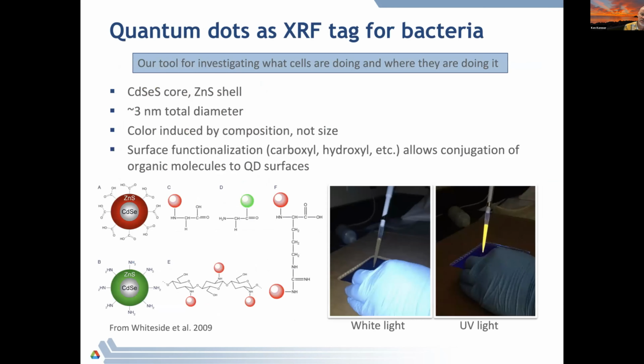So what we've done to address that is we've gone after quantum dots to use as an X-ray fluorescence tag. It's a cadmium selenide sulfide core with a zinc sulfide shell. Total size of these are about 3 nanometers in diameter. They can actually produce an optical visual color when hit due to quantum confinement of these things. And they can be surface functionalized with carboxyl or hydroxyl molecules.